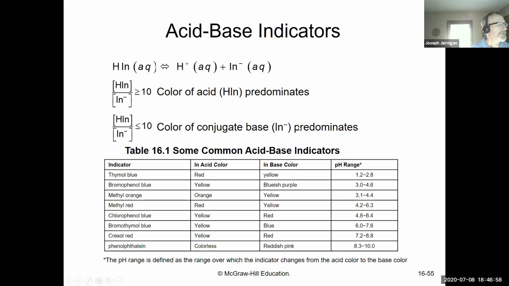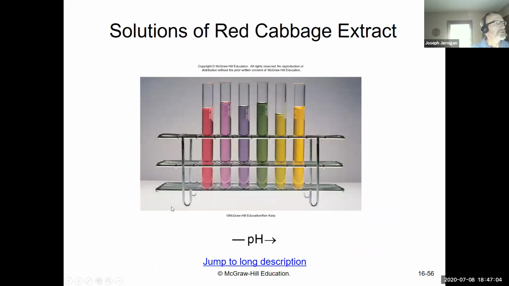And there's a number of indicators as shown here in this table 16.1. Here's a solution of red cabbage extract, which is an indicator. And it goes from red, presumably this is on the acidic side, would be left, and it goes through a series of colors until it gets very, very yellow on the highly basic side. Yeah, that's right, low pH would be the red, and then as pH goes to the basic side, it becomes yellow.